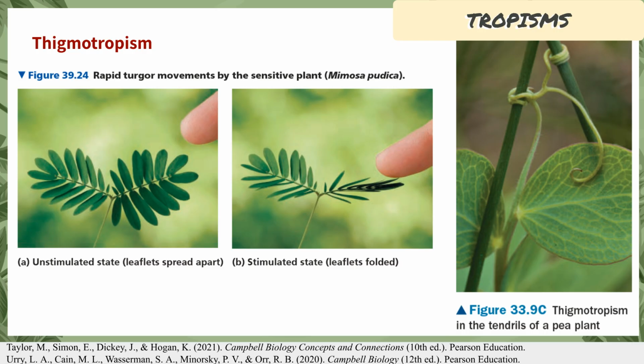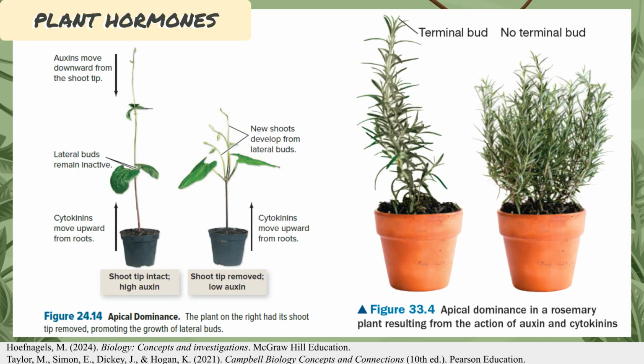Thigmotropism is a plant's directional growth response to touch or physical contact with an object. This mechanism allows plants to navigate their physical environment and secure structural support. Apical dominance is a regulatory process in plants where the main central stem, the apex, is dominant over other side stems, controlled by the interaction of two key hormones, auxins and cytokinins.